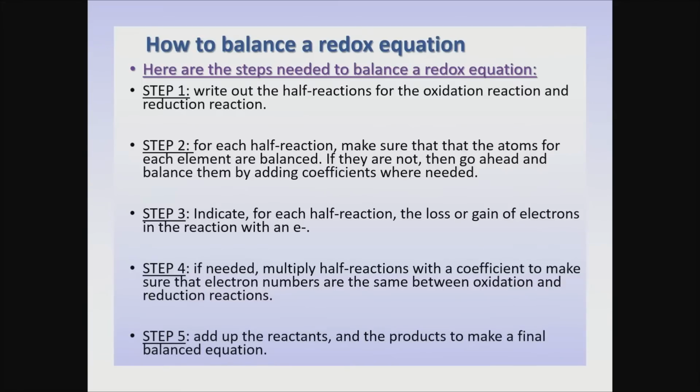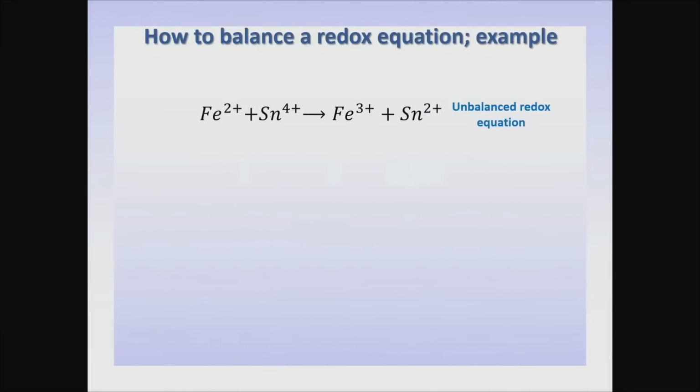And the final step is you add up the reactants and you also add up the products to get a final reaction that represents your balanced redox equation. So I want to take this example reaction we were looking at before, and I want to go through these steps to balance it.